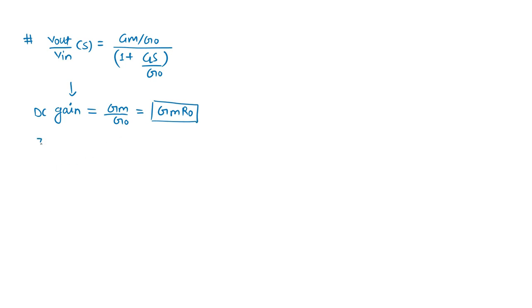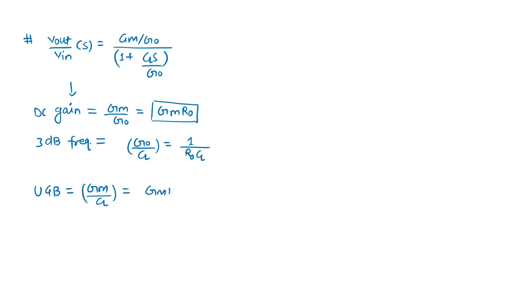Okay, so what is the 3 dB frequency? Previously it was 0 because the pole was at the origin. Now the pole is not on the origin. It is g naught by CL, which I can also write as 1 upon R naught CL. So for the first order system, this is the 3 dB frequency. Okay. Now what is the UGB? UGB is a multiplication of these two. So it is again gm by CL. It is nothing but multiplication of DC gain and 3 dB frequency.